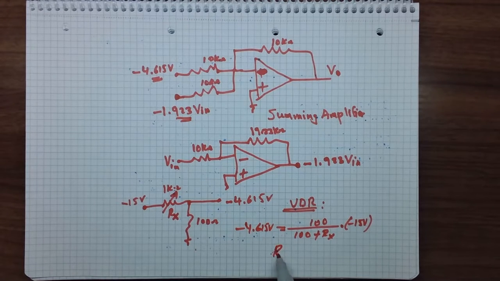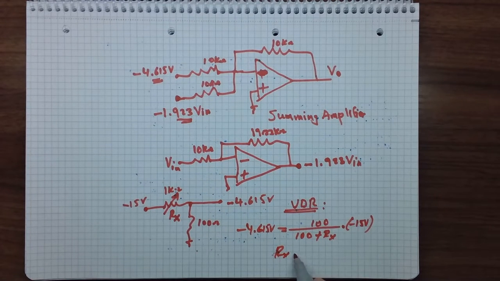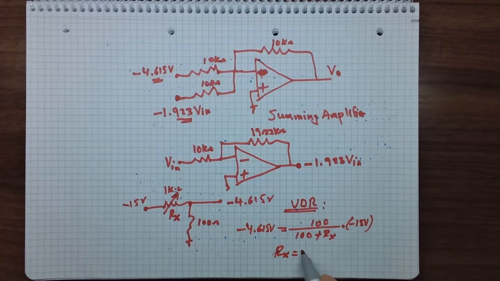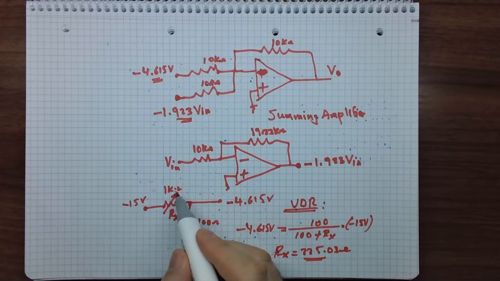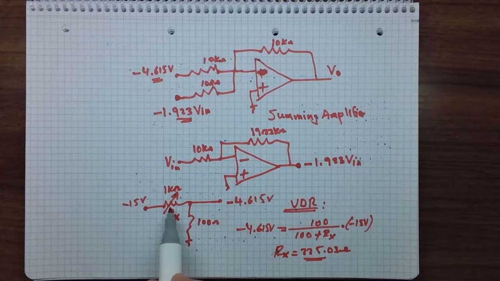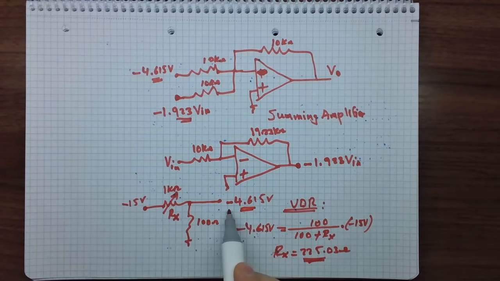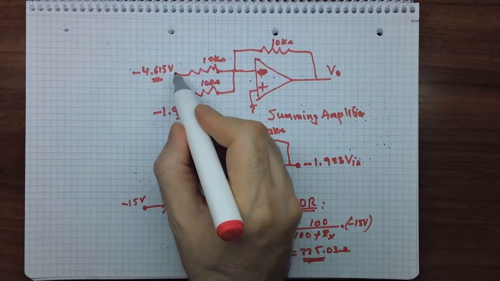From this we can find Rx. Rx is around 2 to 5.03 ohm. So we can choose a variable resistor of 1 kilo ohm like this, and adjust it carefully to have this resistor value, which is 225.03 ohms, to have a DC voltage of minus 4.615 volt, and connect this here.